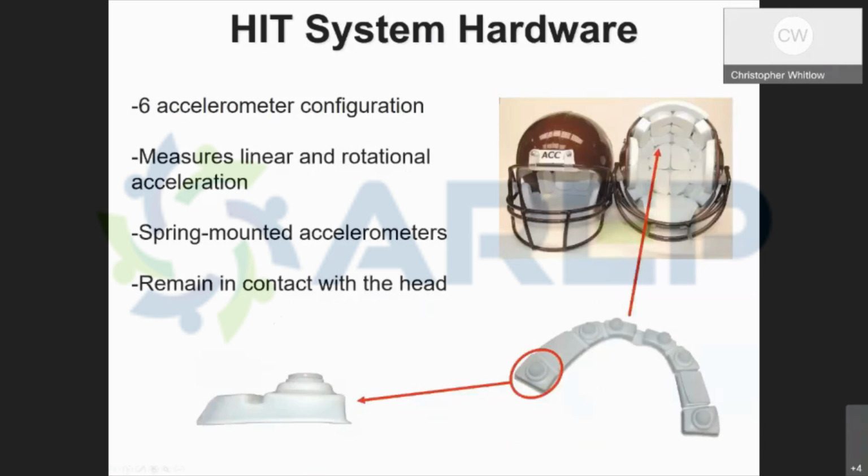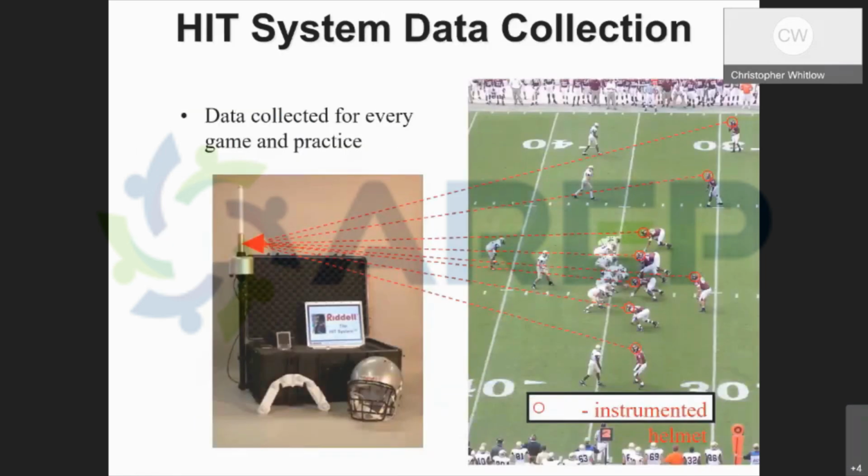And basically, we're measuring all head impact exposures across all games and practices using helmet sensors. All of these data are recorded in real time during every practice and game using the system here. And we video record all games and practices to confirm each hit.